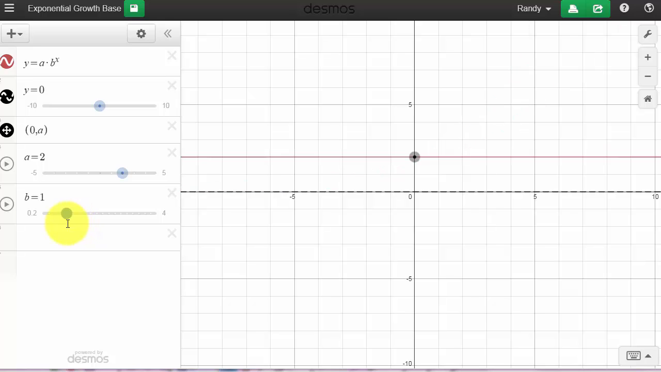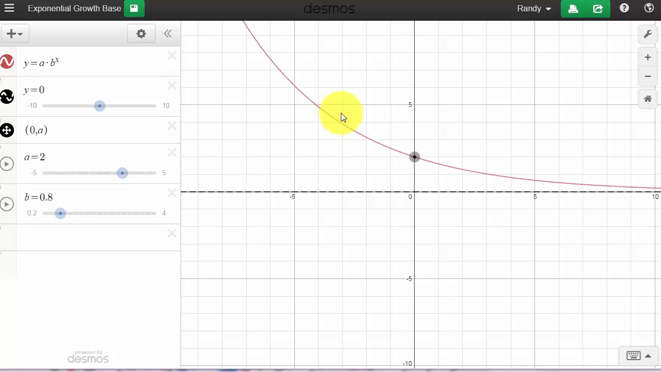Now when b is less than 1, we have exponential decay. On exponential decay, it approaches infinity on the left side of the graph for negative values of x and approaches our horizontal asymptote on the right side. And again, as b gets closer to 0, the hockey stick gets steeper. So let me put it back to growth.